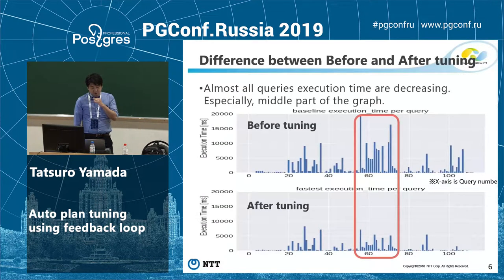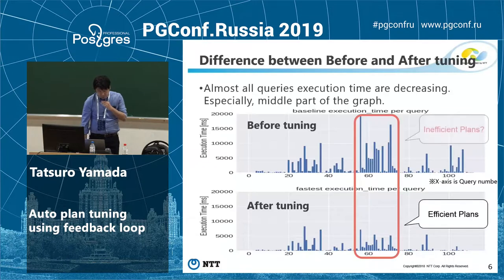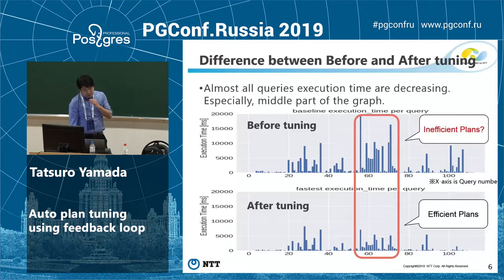This is the execution time of all queries before tuning. These are roughly 100 queries. What happened after tuning? You can see the execution time of most of the queries has gotten shorter. So I suppose these plans are inefficient before tuning. So where is the cause of inefficient plans?